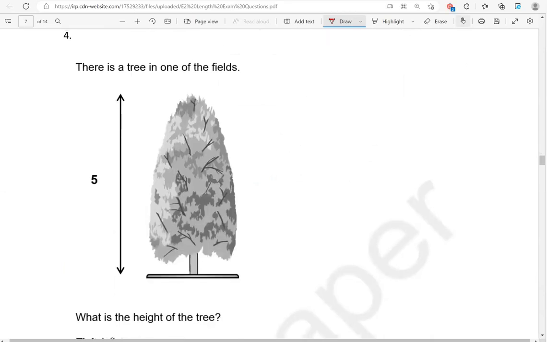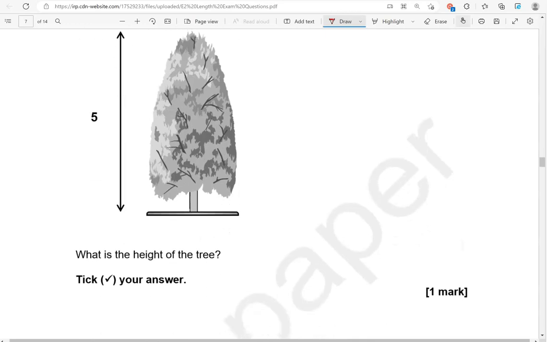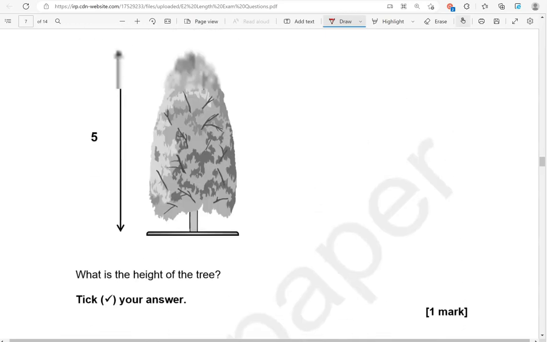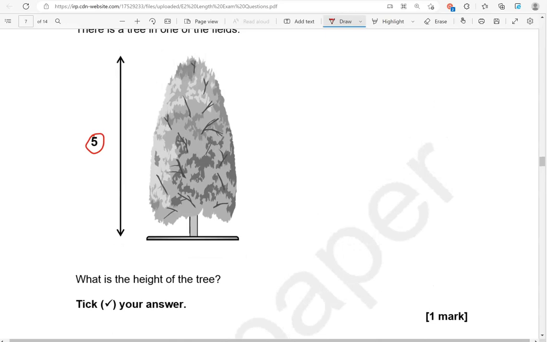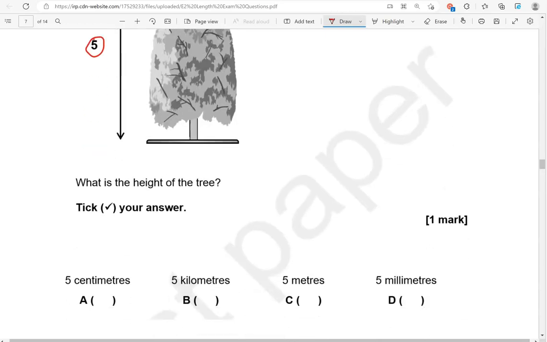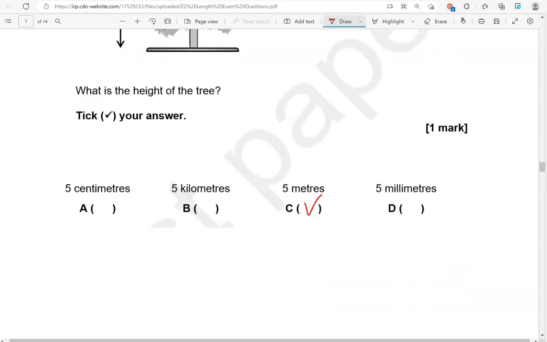There is a tree in one of the fields. What is the height of the tree? Tick your answer. It says 5, but no unit given. Is it 5 centimeters? That would be way too small, way too short. 5 kilometers? That's what we'll measure distance in, so that is not the case. 5 meters? Yeah, that would be correct. Because also 5 millimeters is very short. So the only correct option is 5 meters.